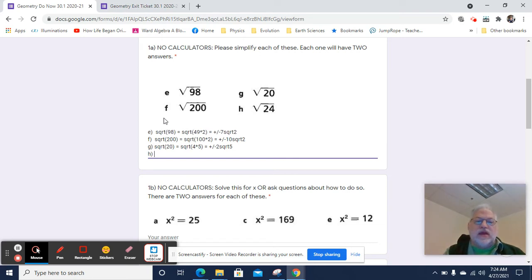H, the square root of 24. Well, 24 is 4 times 6, so we can break that up into 4 times 6. And so we can get the square root of 4, that's plus or minus 2 square root of 6. All right, and you're done with those.